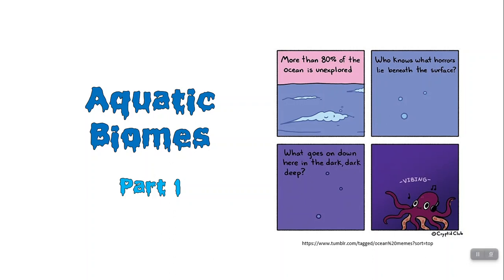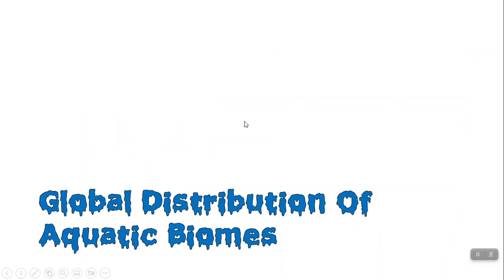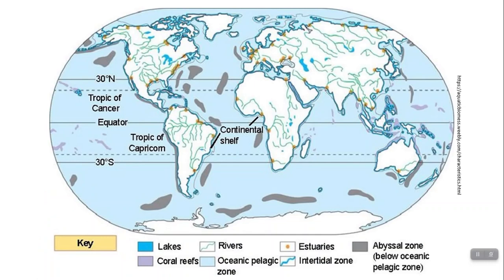So let's start talking about aquatic biomes. First, let's look at where they're found. This image shows you a general overview of where they're found. Notice that we have a number of things. We have lakes, like the Great Lakes, which are among the bigger ones. We have coral reefs, which are in this lovely gray shade. We have multiple rivers, for example the Mississippi River and here's the Nile River. And then you have estuaries, which are often located at the mouths of rivers.